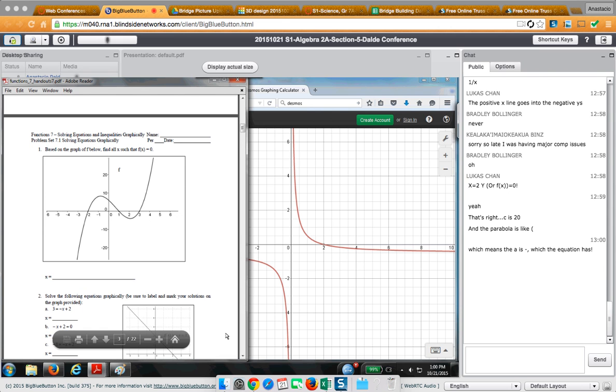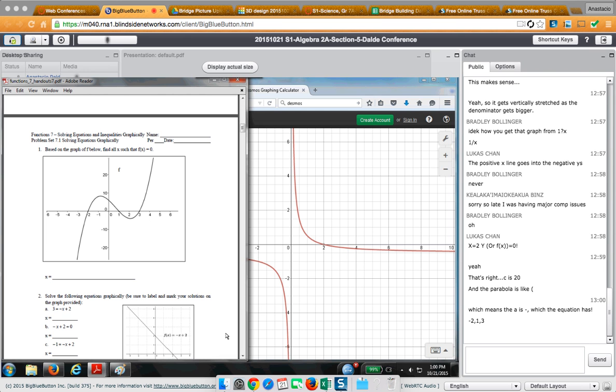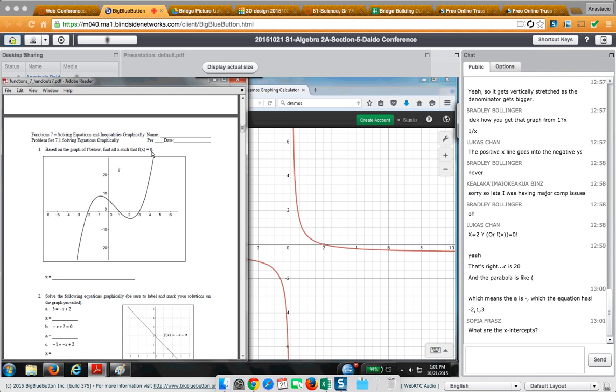Cool? All right. Based on the graph below, find all x such that f of x equals 0. Okay, here's how you do it. Yes, that's absolutely right. When x equals -2, 1, or 3, f of x will equal 0. Basically, what I'm asking in this question is what x values give me a y value that equals 0, or what x values are the x-intercepts? That's all I'm asking. And you would just tell me -2, 1, and 3. You don't need an equation to solve it. You look at a graph and bada bing, bada boom, you're done.